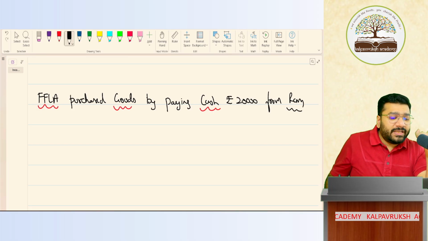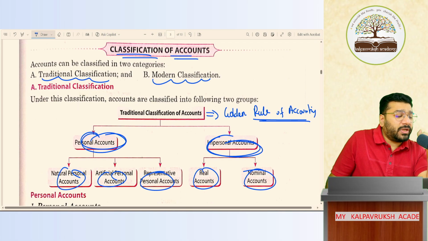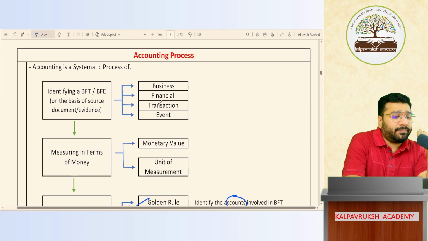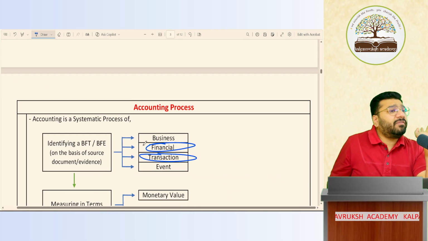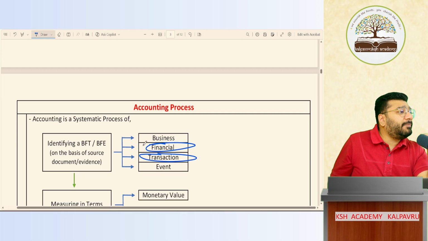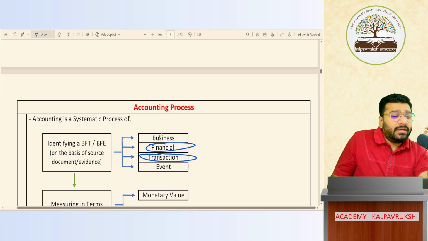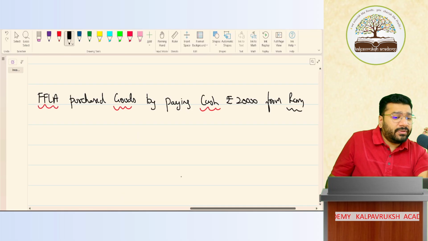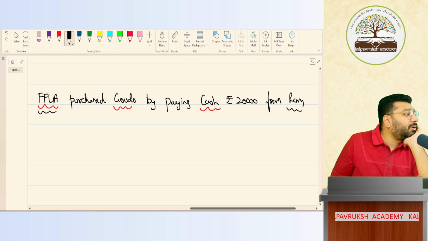Okay. Once you identify that it's a transaction, what is the next step? Check whether the financial value to it is there or not. The financial value is 20,000. And third, this is happening in the course of business. FFLA is purchasing for its business. Got it? Not got it?